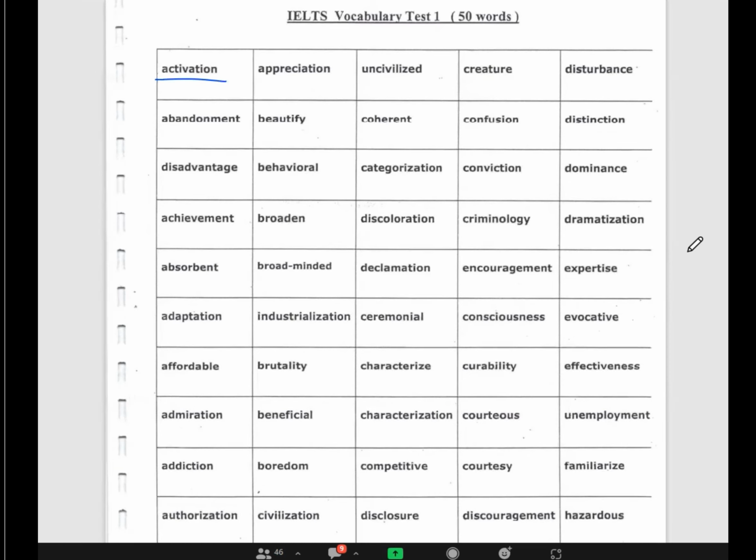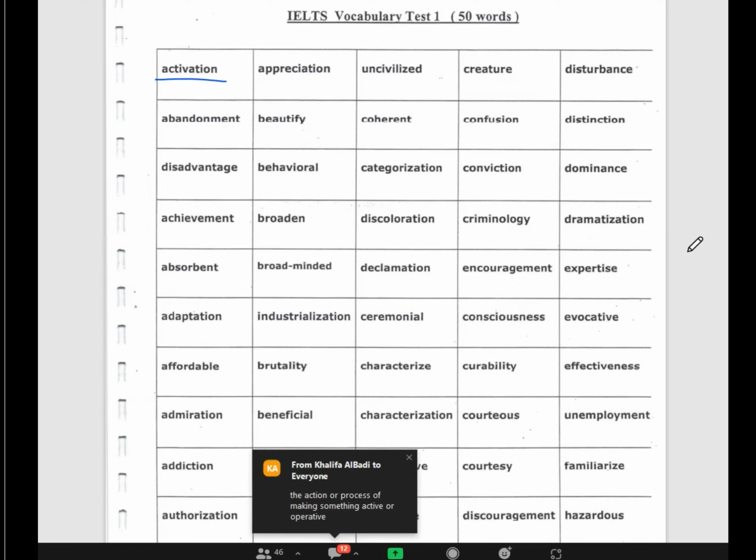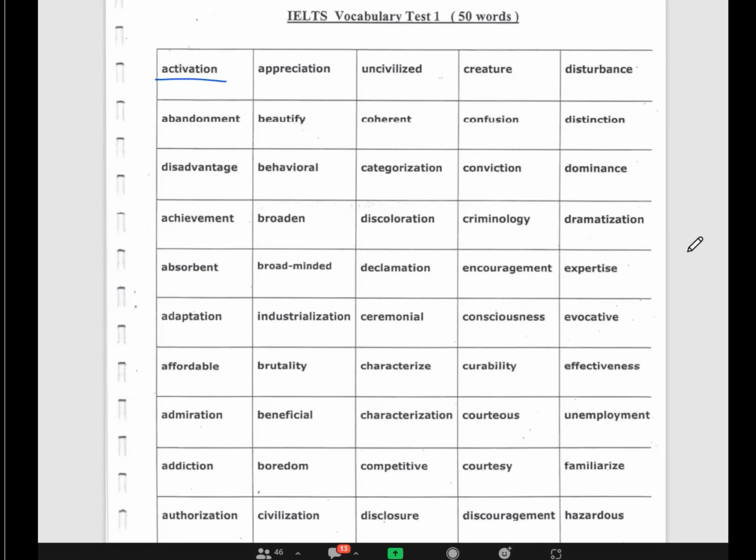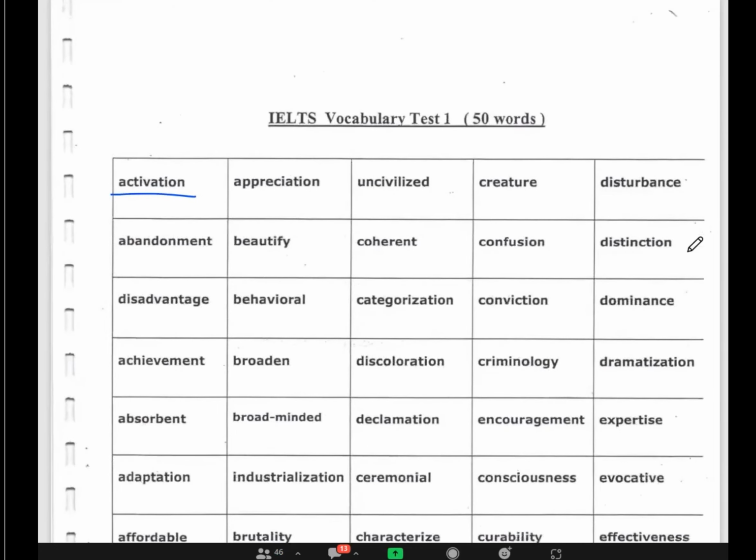What is activation? Act of making something or something starts working, or process of making something active. Very good. So activation is related to active and activate. The verb is activate. Okay, to activate something to make it work or to start it.